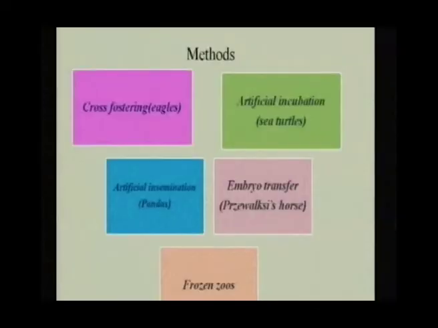And these are some of the ex situ conservation methods. One is cross fostering, which is used for eagles, and artificial incubation for sea turtles as well as pandas, and embryo transfer followed for Przewalski's horses, as well as frozen zoos for seed as well as gene conservation. These are the overall methods adopted for ex situ conservation by zoos.